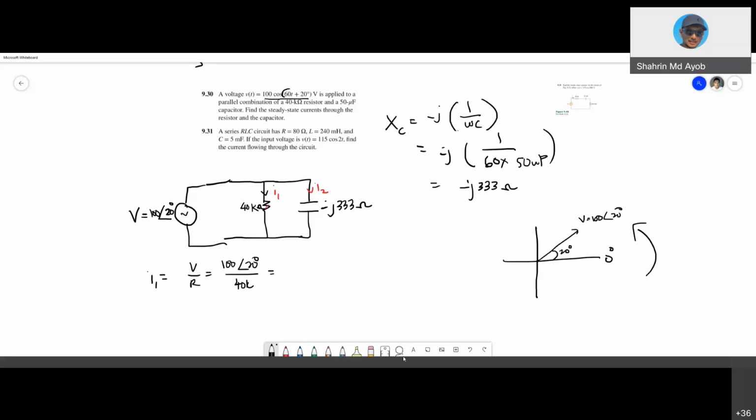Okay, so it will give you the values in rectangular form. You can convert into phasor form, polar form, sorry, polar. So you should get the value 2.5 milli, with an angle of 20 degrees. Why 20 degrees?